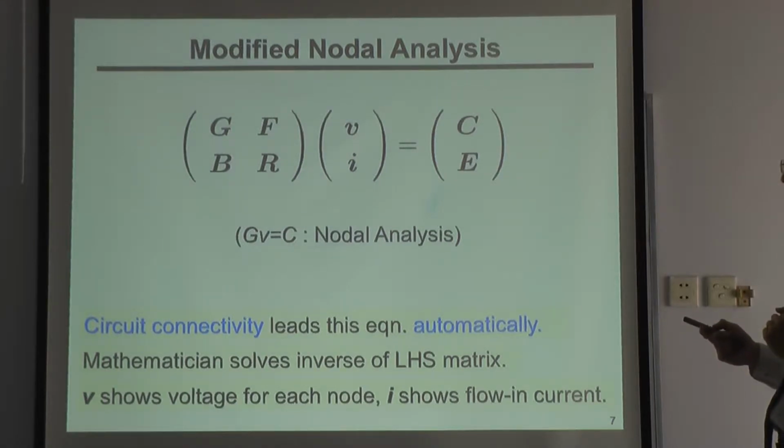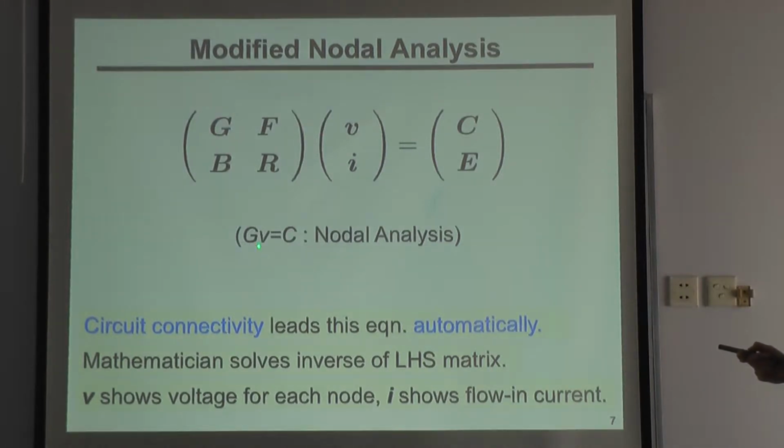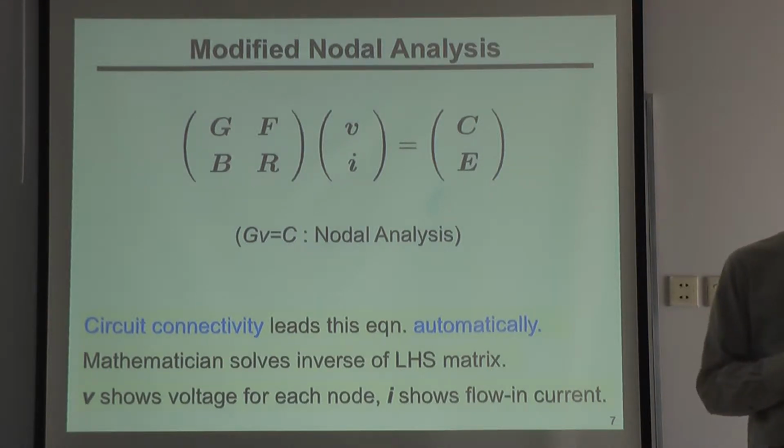In this case, if we have only current sources, we get the GV equals I format, meaning I equals GV format. We call this nodal analysis. And our circuit could have a voltage source, so current sources and voltage sources. If we have a voltage source, the nodal analysis is modified a little bit, so we call this modified nodal analysis.